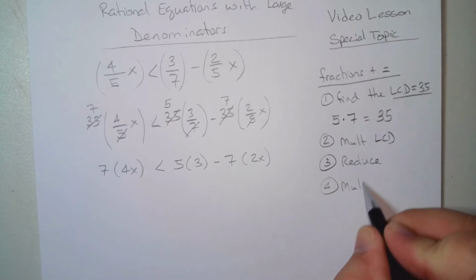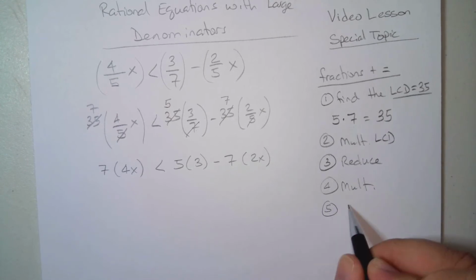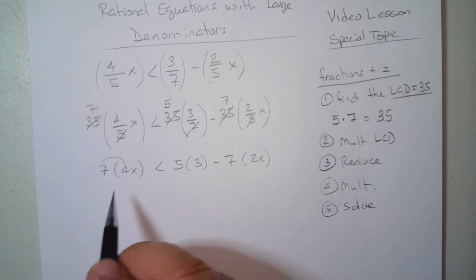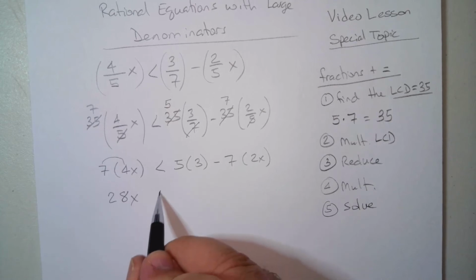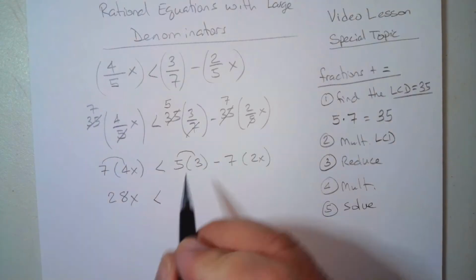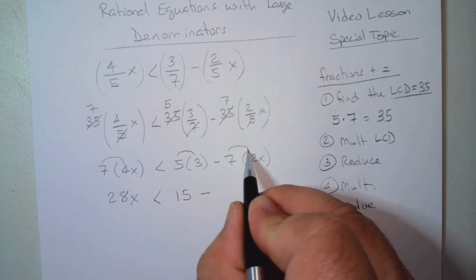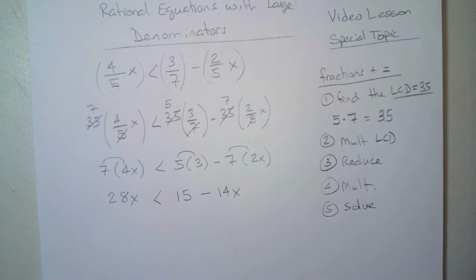Multiply to get rid of the parentheses, and then solve the inequality. So 7 times 4 is 28x, less than 5 times 3 is 15, minus 7 times 2 is 14.